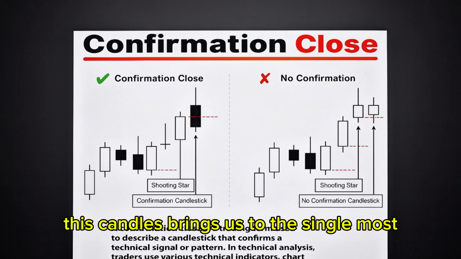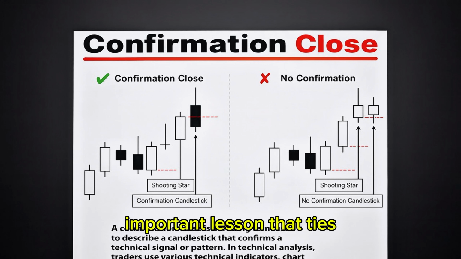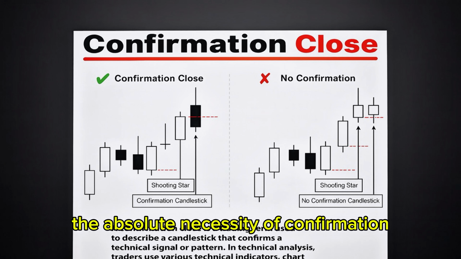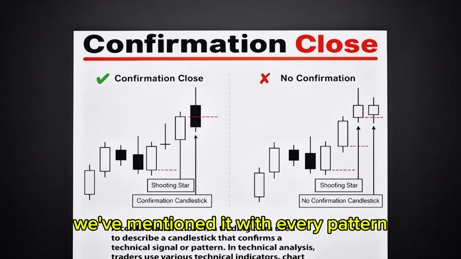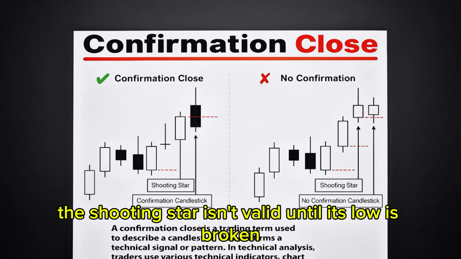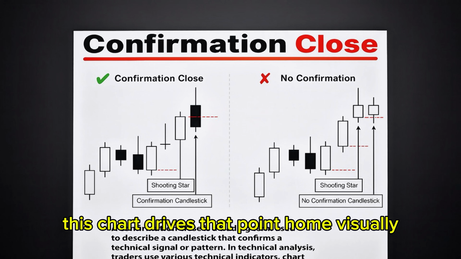This chart brings us to the single most important lesson that ties every single one of our previous videos together: the absolute necessity of confirmation. We've mentioned it with every pattern. The hammer isn't valid until its high is broken. The shooting star isn't valid until its low is broken. This chart drives that point home visually.